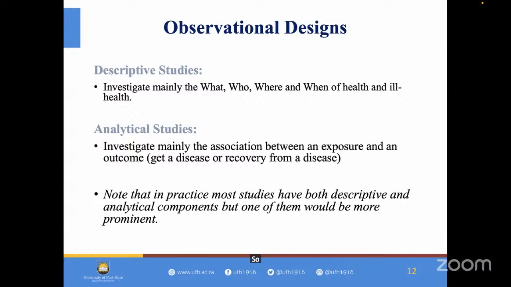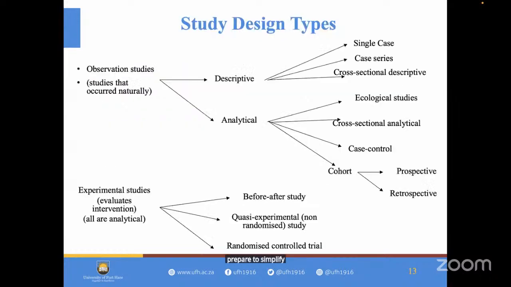So this is a tree that I've tried to prepare to simplify what study design types is all about. Like I've been mentioning, when we talk about observational study, it's study that occurs naturally. You just observe, you don't do nothing about it. And it's further broken down into two, which is the descriptive and analytical.